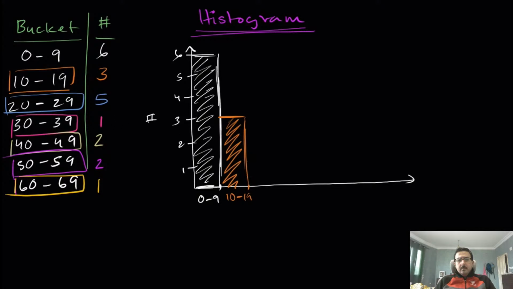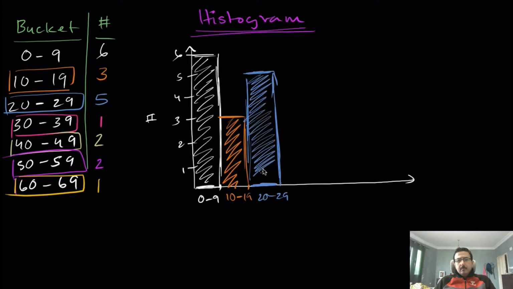Then 20 to 29, I have 5 people. 20 to 29, which is going to be this bar. There's 5 people there, so it'll look like this. I should have made the bars wide enough so I could write below them, but that train has already left.